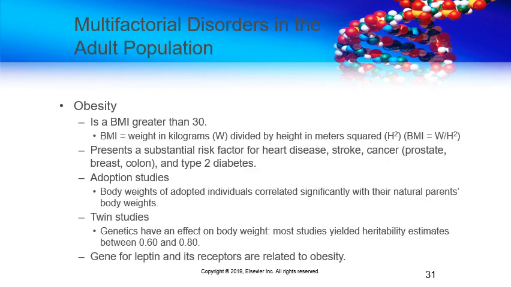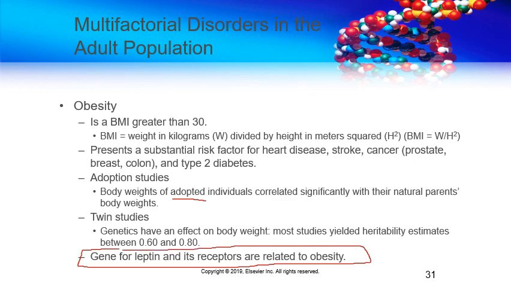We all know what obesity is. Body weights of the adopted individuals do correlate with their natural parents' body weights. We do know that genetics have effect on body weight, and that there is a gene for leptin and its receptors that are related to obesity. When you talk about obesity, it gives you a substantial risk factor of the things that we've already talked about: heart disease, coronary artery disease, prostate, colon cancer, breast cancer, and type 2 diabetes.